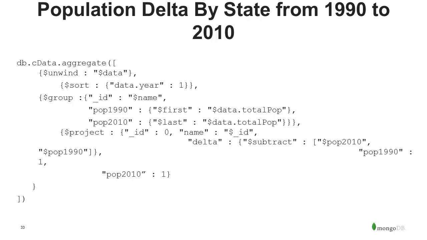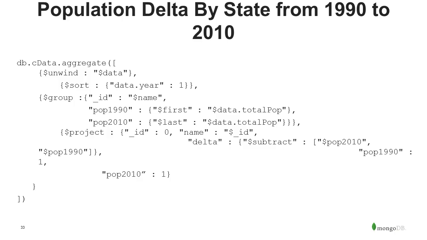Okay, so in this case, we can unwind, then we can sort by the data year. Remember, the data array had 3 entries for each state. Sorting by data year would put all the ones for 1990 first, and then 2000, and then 2010. Then it groups by name, and then it builds 2 keys called pop1990 and pop2010 using the $first and $last operators. These work because this is going to give me the first value for that and then the last value for that.